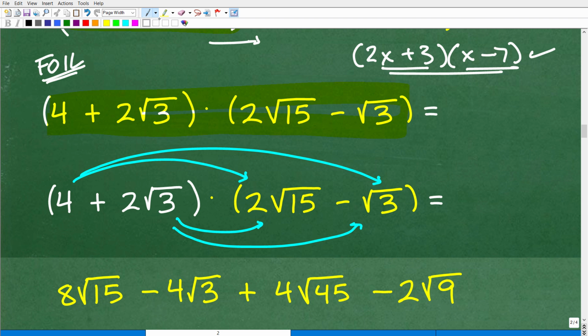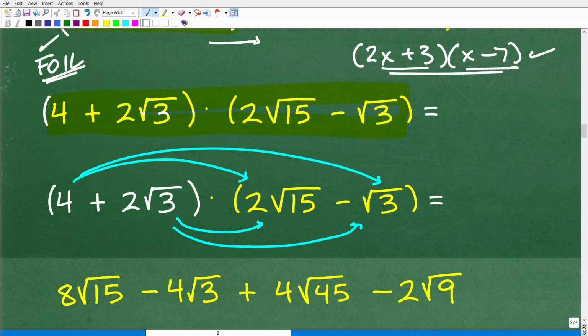I'm going to take this 4, the first, I'm multiplying by this first, so 4 times this. Then I'll take this 4, this is the outer part, 4 times the square root of 3. The inner part is going to be 2 square root of 3 times 2 square root of 15, and then I have to take that 2 square root of 3 and multiply by square root of 3. So if I misspeak anything here, describing any of these values, please forgive me as I am trying to explain a lot at once.